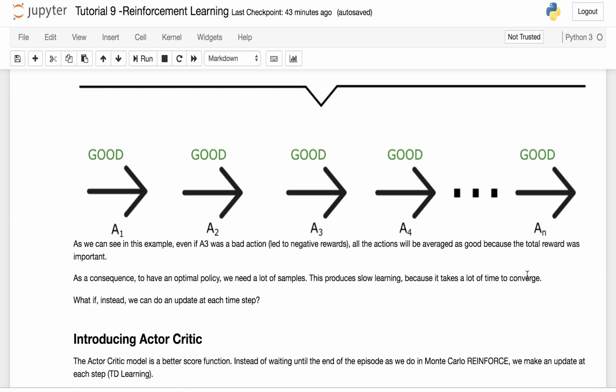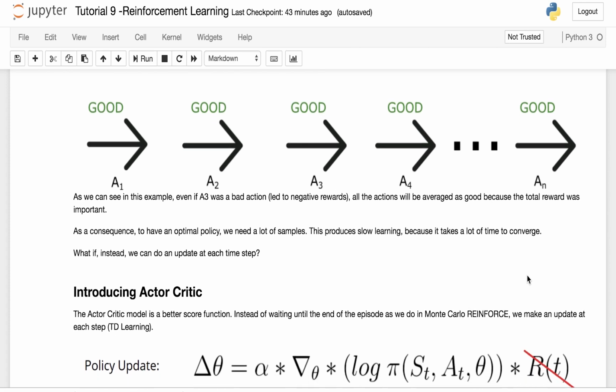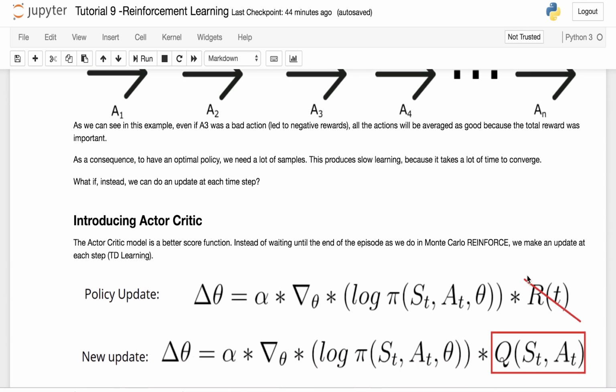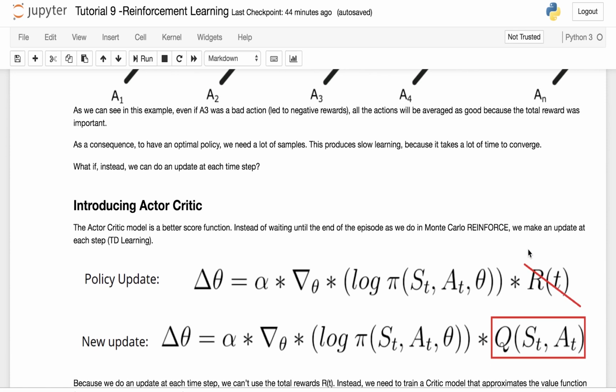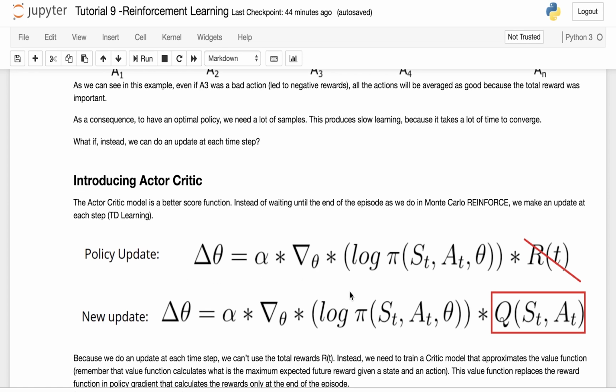So what do we want to do instead? We want to use the actor-critic algorithm, which is a better score function. Instead of waiting until the end of the episode, as we do in Monte Carlo, we make an update at each step. Each given step that we take, we do an update, and this way we optimize it and find the maximum reward.